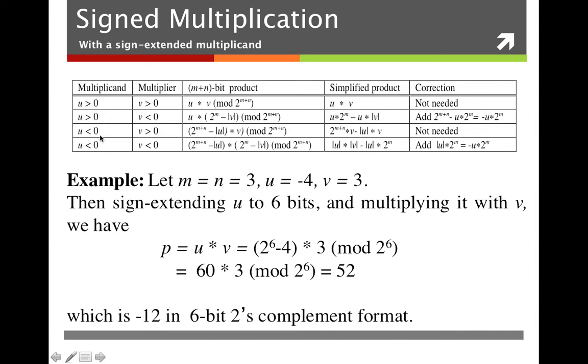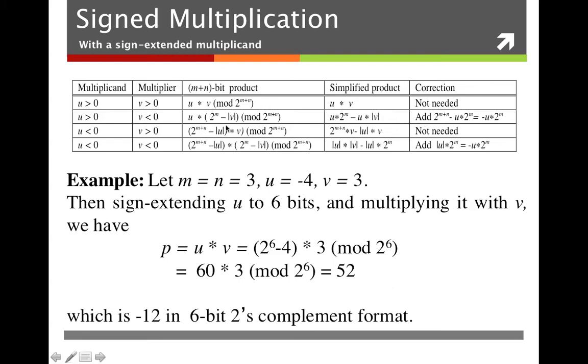The change happens when we look into the u less than 0 case. Now, when we sign extend u, the sign extension would ultimately amount to writing u as 2 to the m plus n minus u, because that's what happens when you sign extend an n-bit number into an m plus n-bit number. U itself is an n-bit number, and now we're going to make it an m plus n-bit number as a negative number. When we sign extend, we pad ones in front of this number.